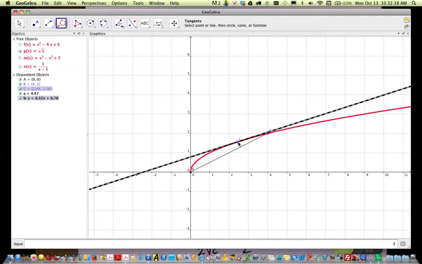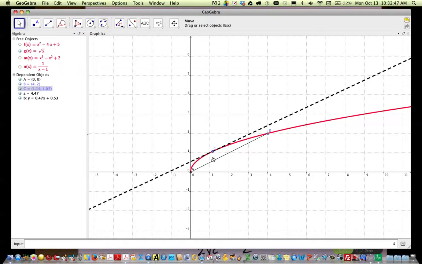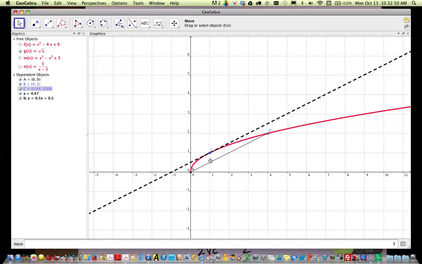All right, and then if I just drag this point C around a little bit and make the line steeper, we're going to find that by the time we get over here to x equals 1, that's the point where those 2 lines are going to be parallel to each other.